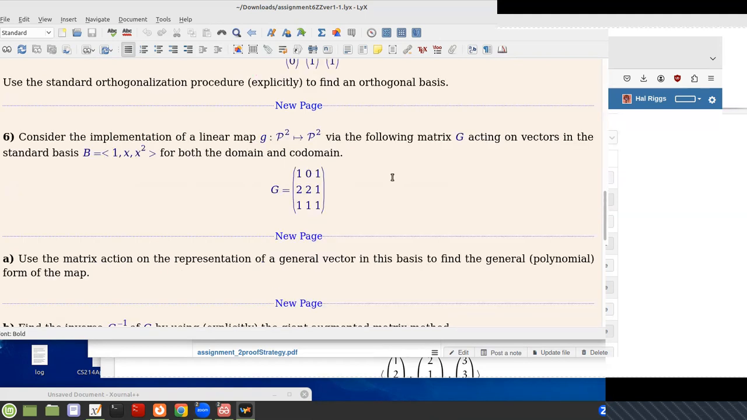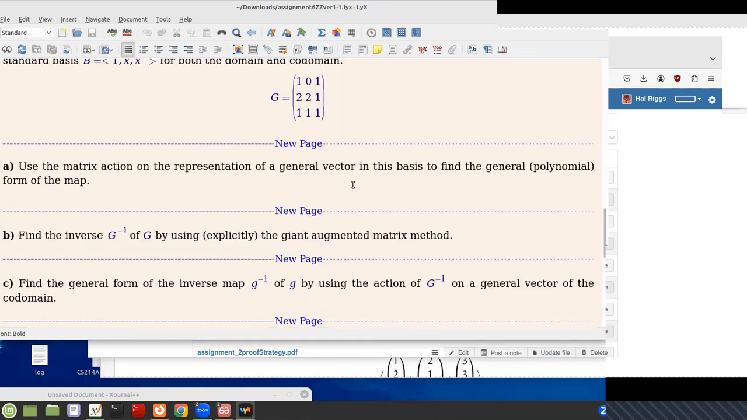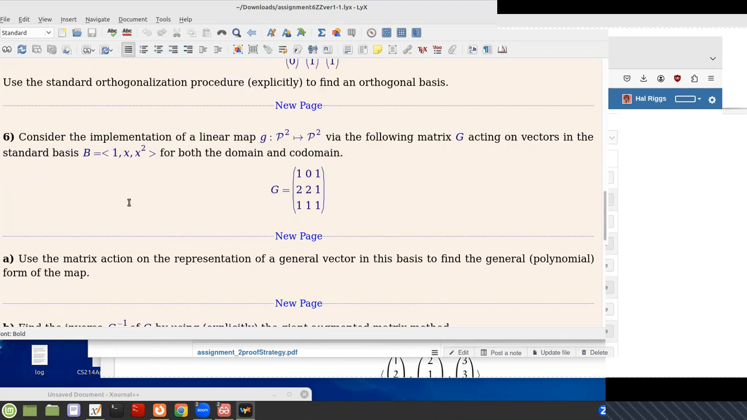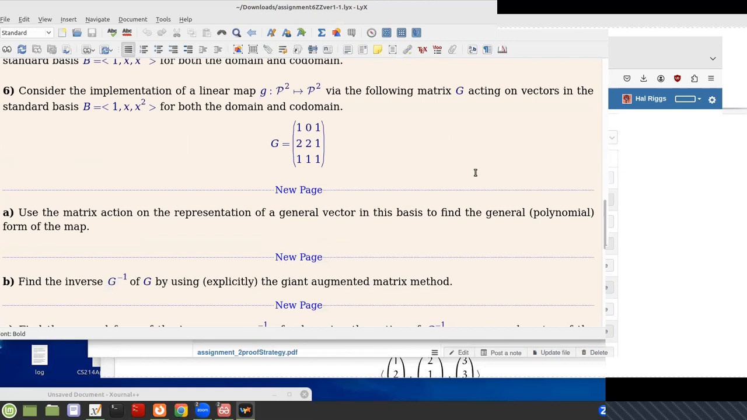Okay, then this is the stuff that goes back to the last chapters; the order of the problems is inverted, right? Consider the implementation of a linear map from P2 to P2 via the following matrix G, acting on the vectors in the standard basis for both domain and codomain. A, use the matrix action on the representation of a general vector to find the general polynomial form of the map. So you'll have polynomial goes to polynomial.